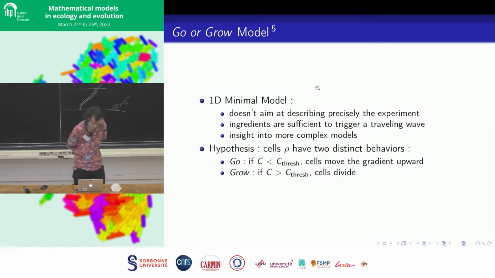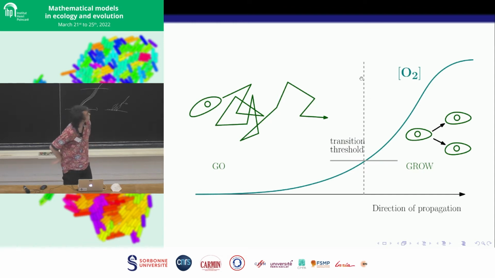Okay. And so the hypothesis is essentially very, very simple. The cells will have two distinct behaviors. If the surrounding oxygen level is below a certain threshold, then they will do aerotaxis and move up the oxygen gradient, but they will not divide because they don't have enough oxygen. And if the oxygen level is above a certain threshold, then they will what we call grow, so they will divide, but not have a biased motion. Okay. So to fix the ideas, to the left we will have this go, so this drift towards the left because the gradient is oriented like this, and to the right we will have this grow phase where we will have the division.